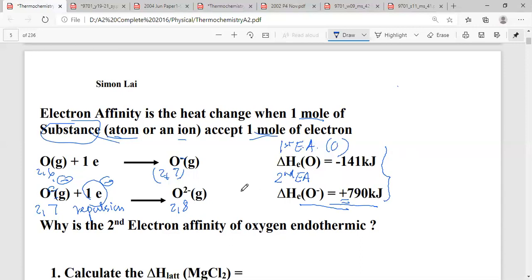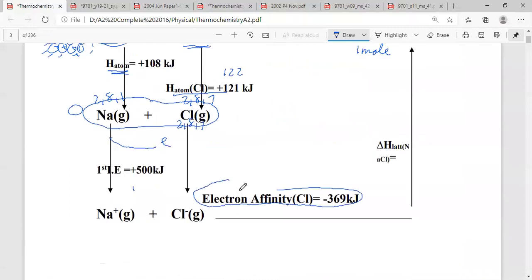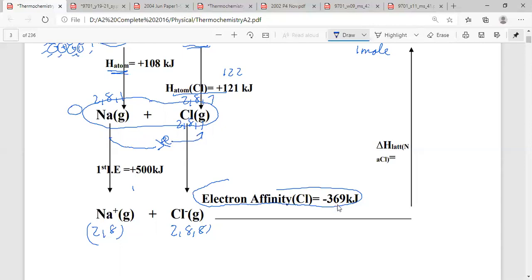So for chlorine, it's very simple. Chlorine here is negative because you're going from 2,7 to 2,8. So it accepts this electron. The electron goes to here. Okay, so it's minus 349. Now don't worry about this further. This one I got from another book, so it depends on what they give in exams.